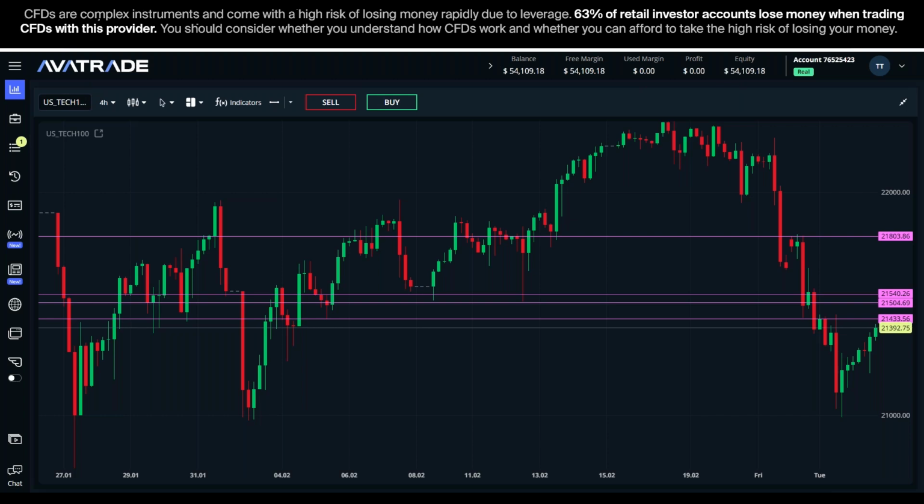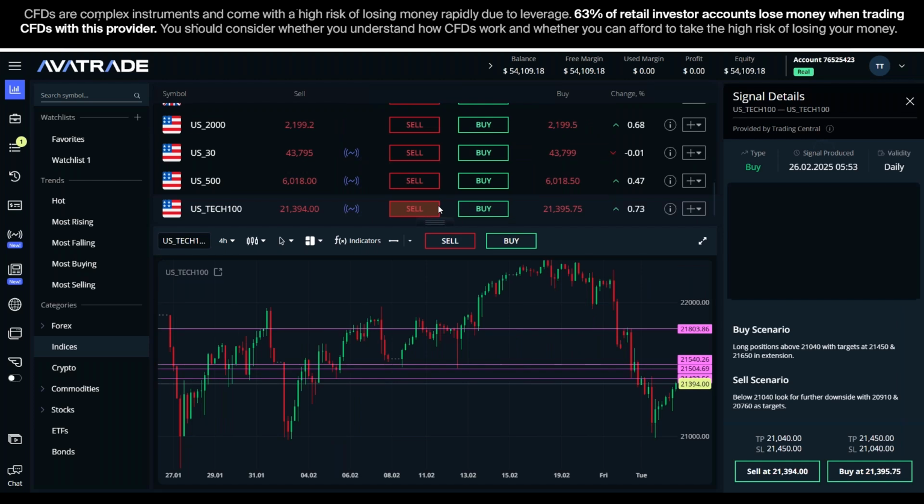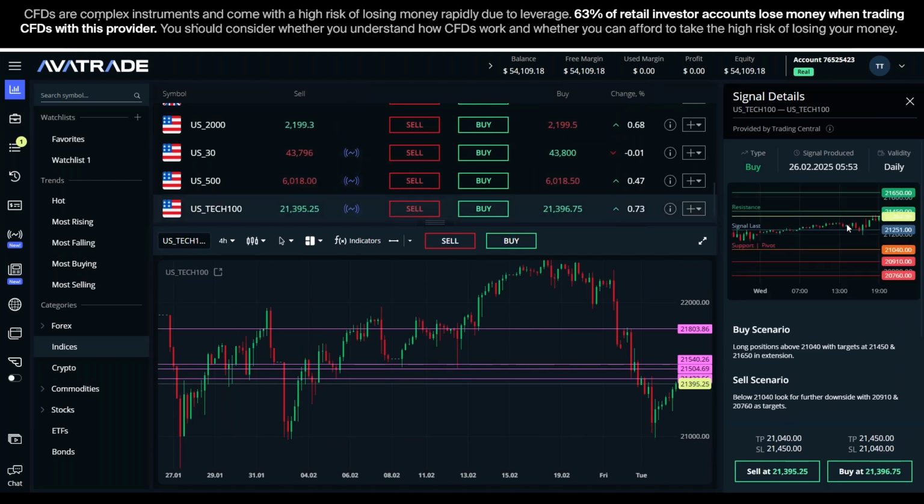Okay, I don't see any other questions or comments coming up, so let's go ahead and maybe look at another instrument. Now, what's interesting, we could take a look at the US Tech 100 and see if there's a signal, and there is. So, we just set up a pending order to buy maybe if it breaks through the resistance levels just before some major news coming in. The signal says also to buy.